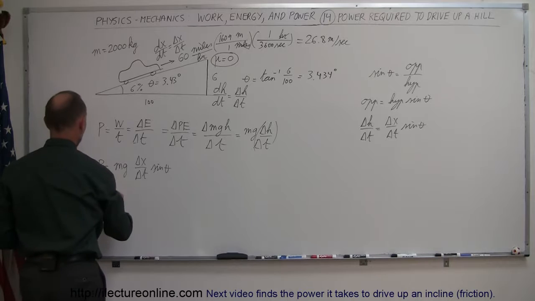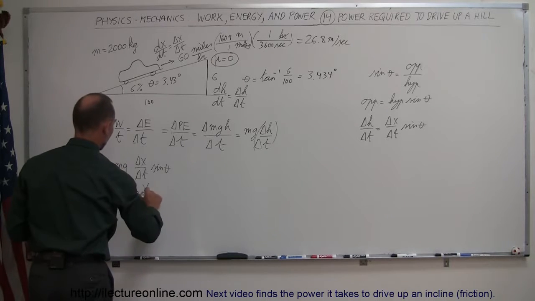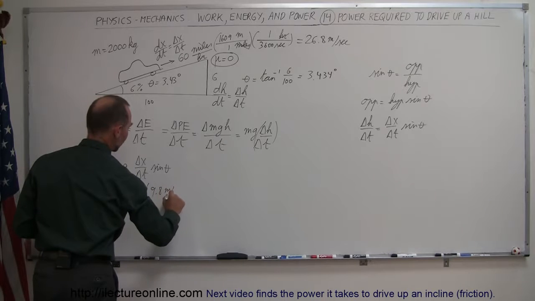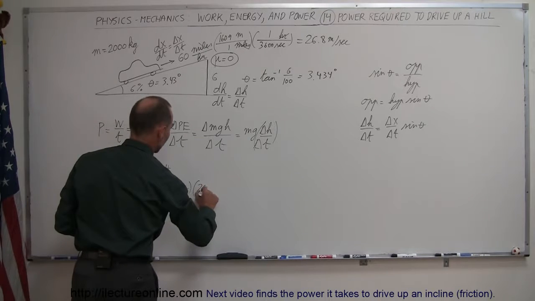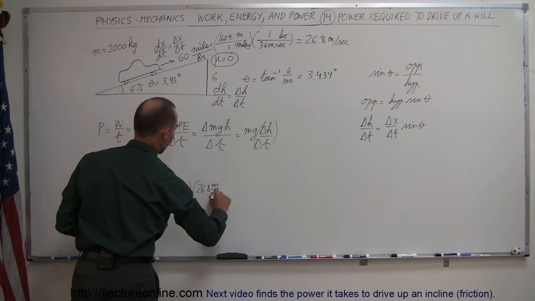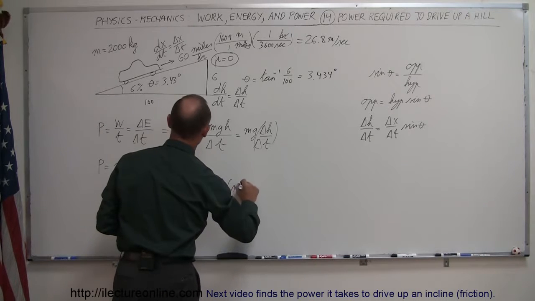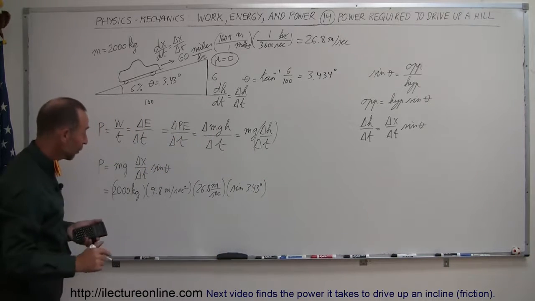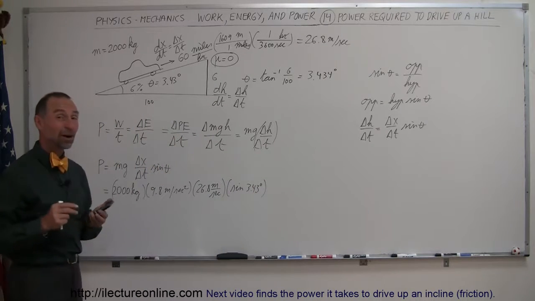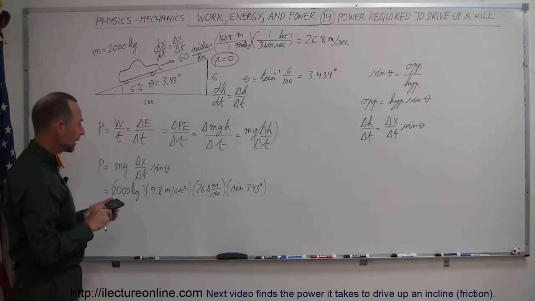So plugging everything in now, we have a mass of 2,000 kilograms. The acceleration due to gravity, 9.8 meters per second squared. So here we have the mg. The delta x/delta t is the velocity, 26.8 meters per second. And finally, the sine of theta would be the sine of 3.43 degrees. All right, now we're ready to go ahead and figure out how much power that car requires to gain that height over that amount of time.